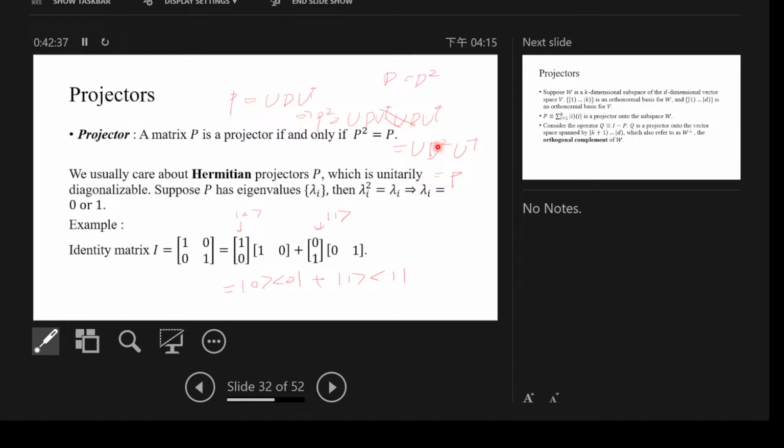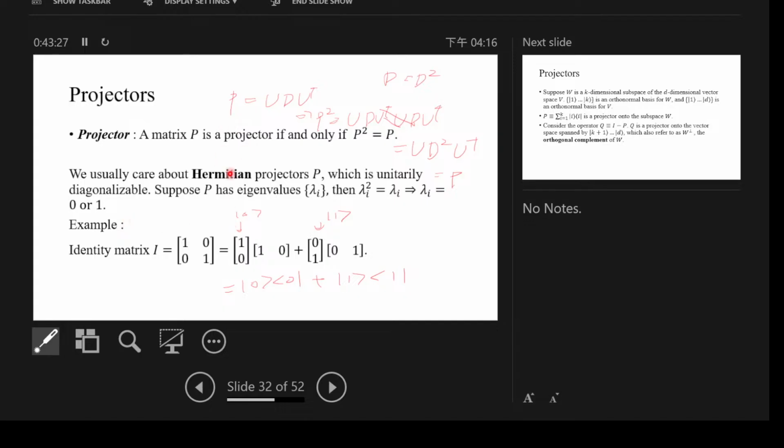But actually, this definition is a bit too loose, because being a projector doesn't guarantee you are unitarily diagonalizable, and that's a bit annoying to us. So in this course, usually when we say projector, we are actually talking about Hermitian projectors. So this projector P is both Hermitian and satisfies this equation. Because it's Hermitian, it's also unitarily diagonalizable, and then it has a nice property: its eigenvalues will be just two possible values, either 0 or 1.